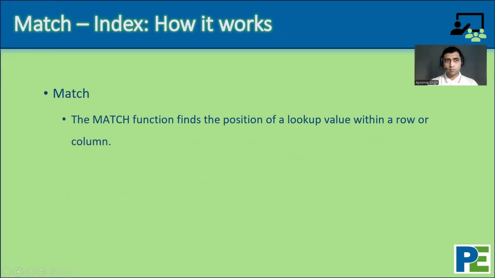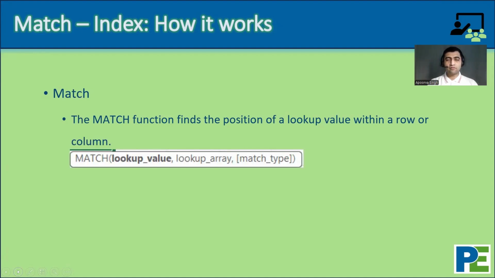As this is a combination formula, we firstly need to understand these two separate formulas, that what does match do. A match function finds the position of a lookup value within a row or column, which means that it just returns the position on which any lookup value is located. And this is the syntax of match. You would notice that this is very similar to VLOOKUP, which was that we firstly enter the lookup value and then the table or array, and then we mention the match type.